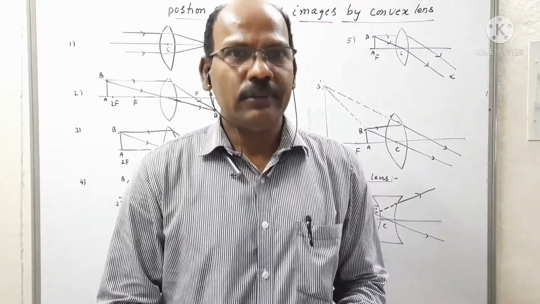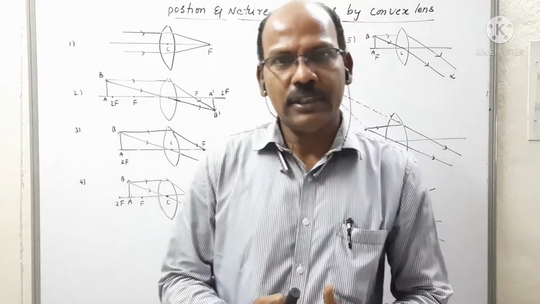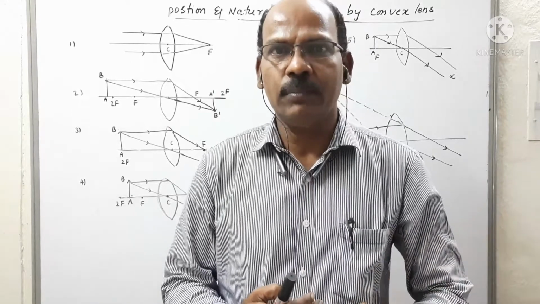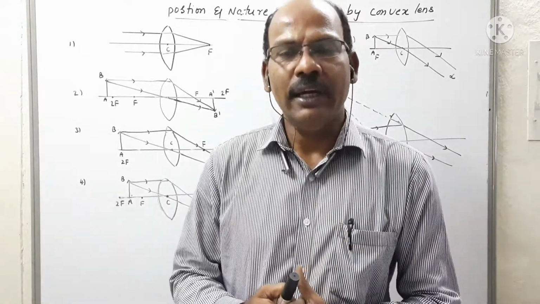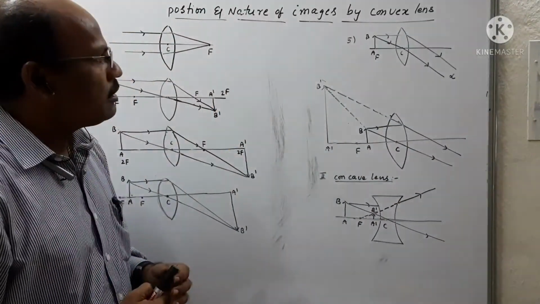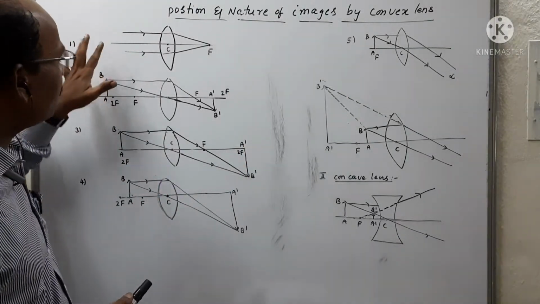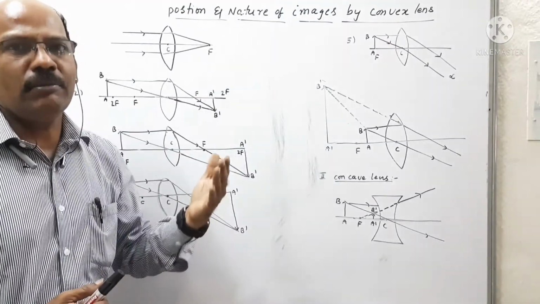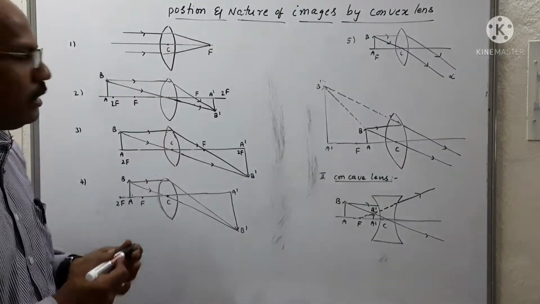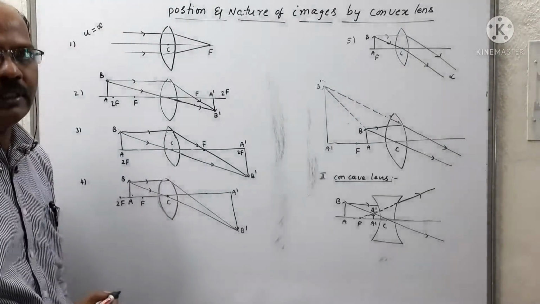Now we have to observe what is the position and nature of the image formed by the convex lens and concave lens, depending upon the different position of the object kept on the principal axis. Let's observe the nature and position of the image formed by the convex lens. First we observe that when the object is kept at infinite distance, infinity means the light rays are coming parallel to the principal axis. That means when the object is at infinity, u is equal to infinity.